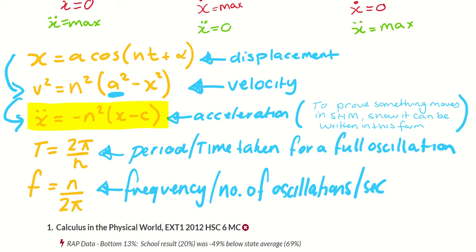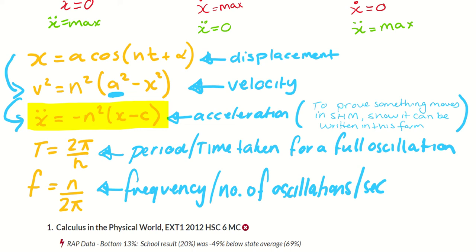because to prove something moves in simple harmonic motion, you just show that the second derivative, or the acceleration, can be written in that form. So, in other words, if you differentiate twice, you should be able to factorize out some constant out the front, and in brackets have x minus some other value, and that value might be 0. So if you can prove that the acceleration of any particle can be written in that form, it moves in simple harmonic motion.